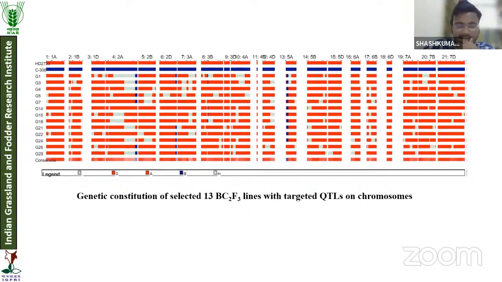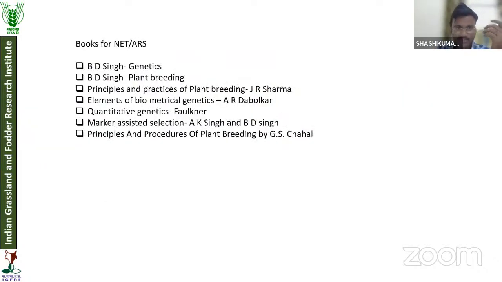So many things I have left, generation mean analysis. These are all simple things you can read out. So my suggestions for ARS, as you know, objective exams, there are many objective books. You can follow them. It is very simple for attending those things, especially for NET. For ARS exams, you should go for books and prepare your own notes.